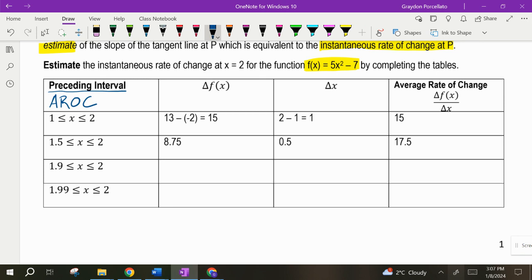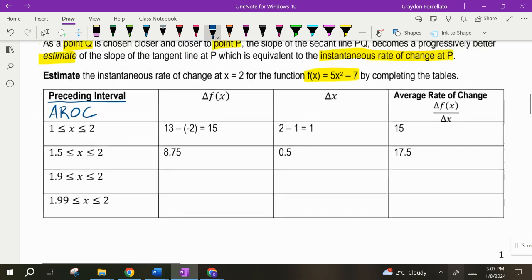And we're going to see what happens as we get closer. Notice how my interval is getting smaller and smaller. The gap between those two points, P and Q, is getting smaller and smaller, closer and closer to the number 2.